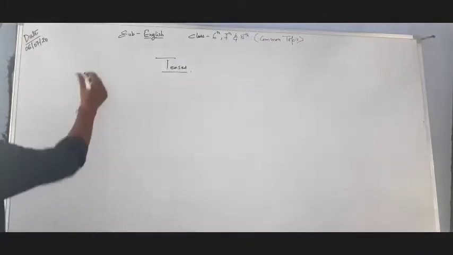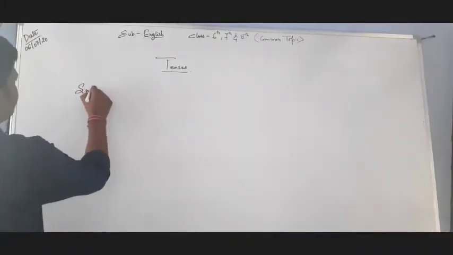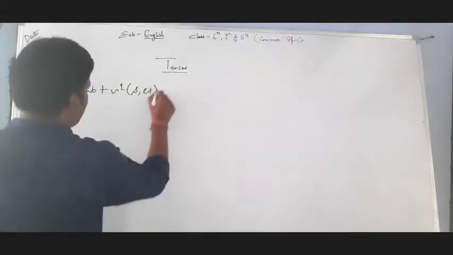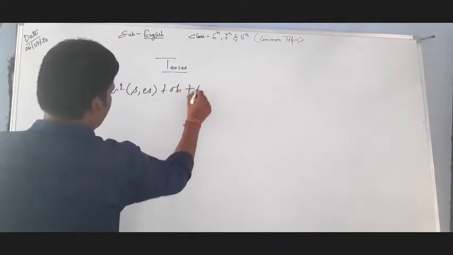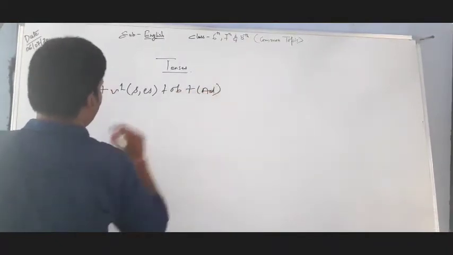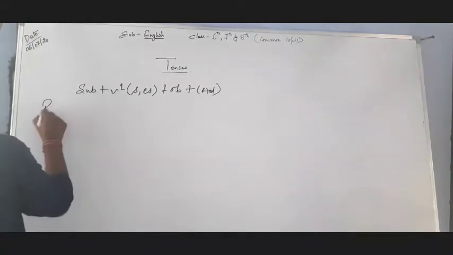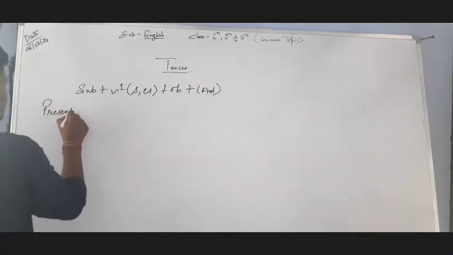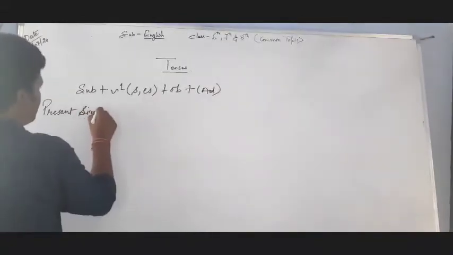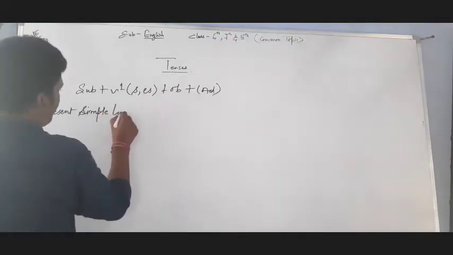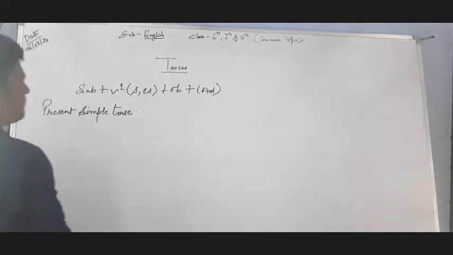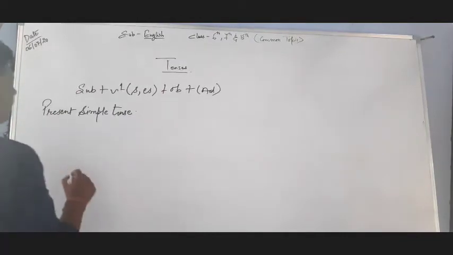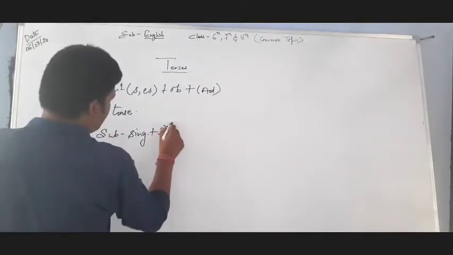So, here we are. Yesterday, I told you that subject plus verb first form, that is with s and es, plus object plus an optional adverb if required, is the formula of present simple tense.